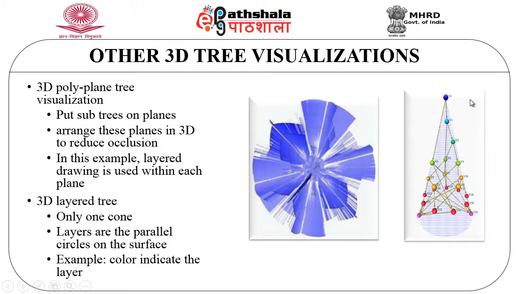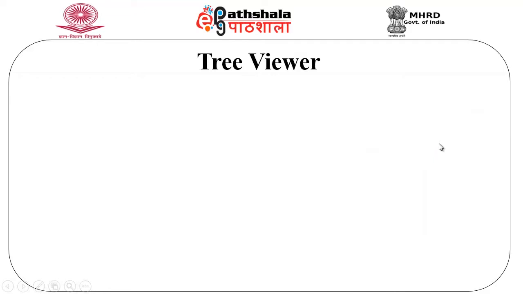This is another example of a 3D layered tree. Here there is only one cone representation, and on the surface you place the layers in the form of parallel circles. Here the example shows various colors which indicate various layers of the circle. The rose colored balls indicate the bottommost layer of the circle, and the blue colored ball indicates the topmost layer of the circle.